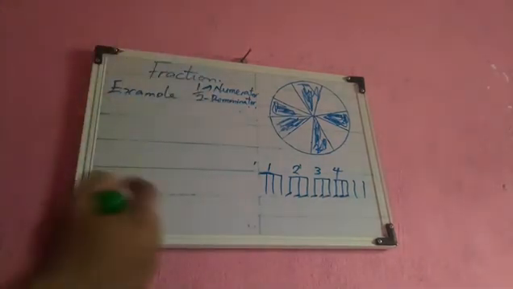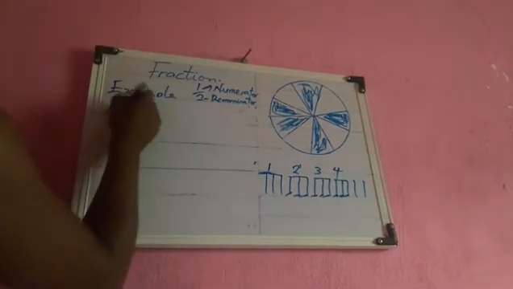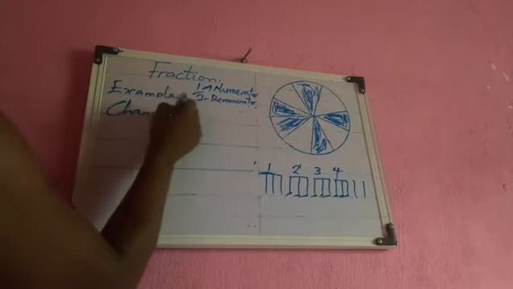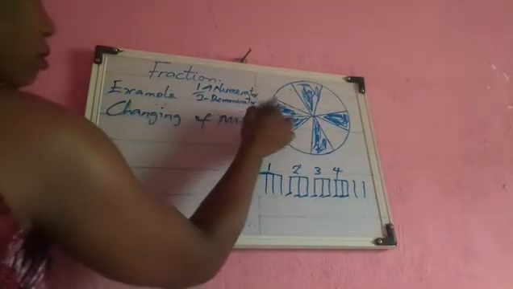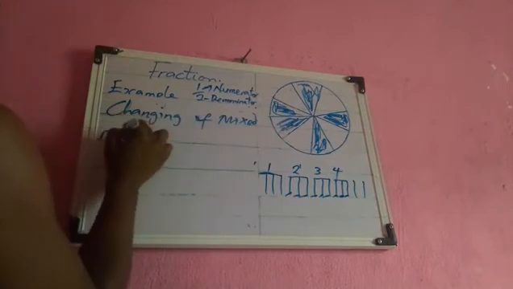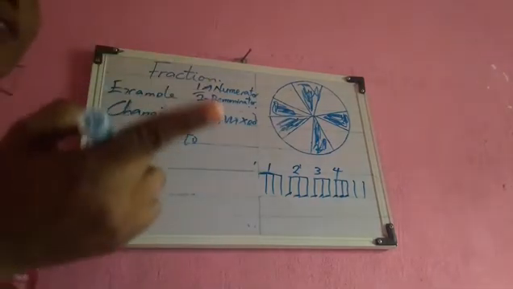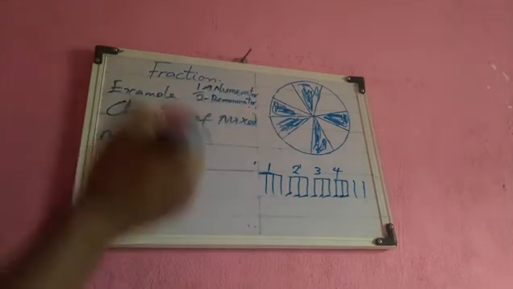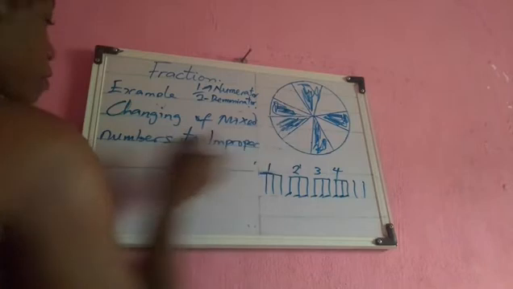So we have, for example, changing of mixed numbers to what? Improper fractions, right?